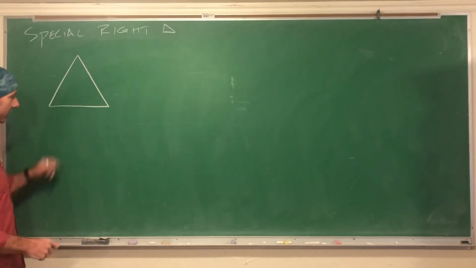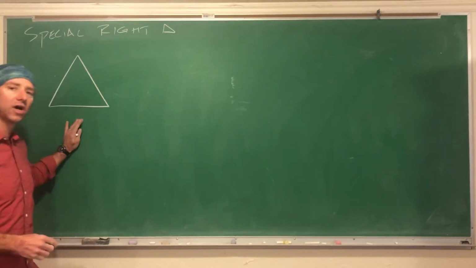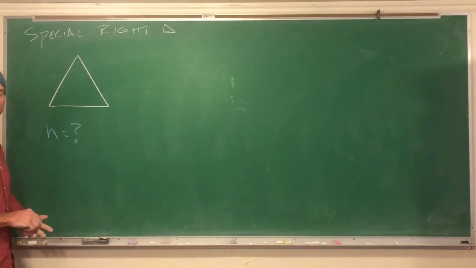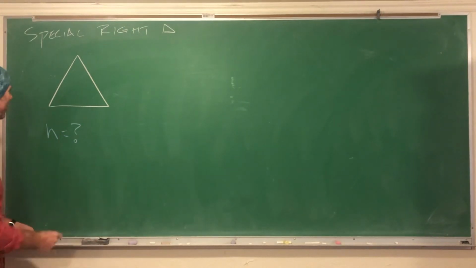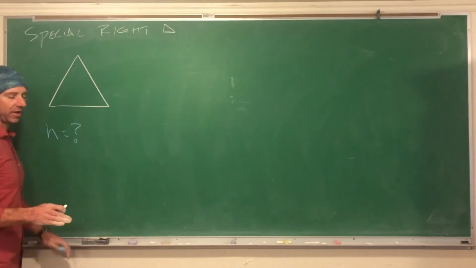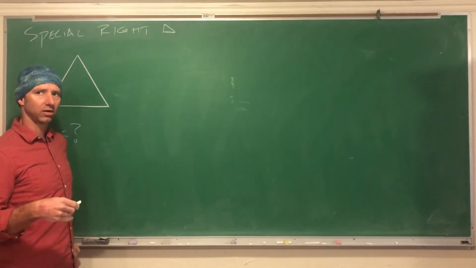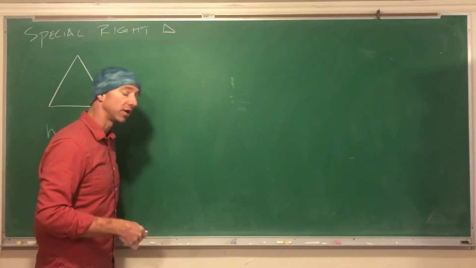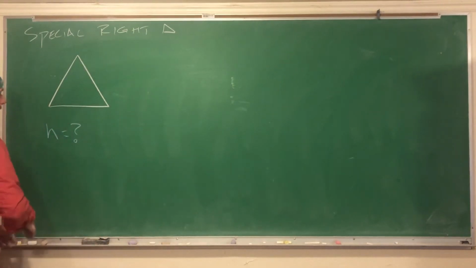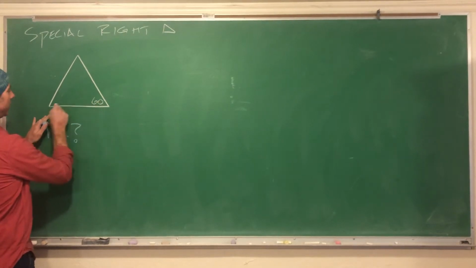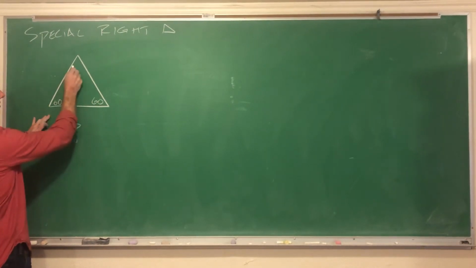And in this case, I want to know the height. What's the height of an equilateral triangle? Well, it might be best to start off by throwing some numbers on this problem. So we can use the numbers, and then we'll look at the general form. So in an equilateral triangle, all angles are 60, 60, 60.